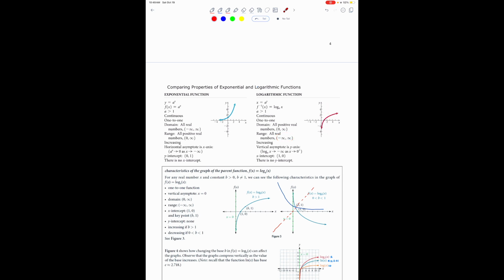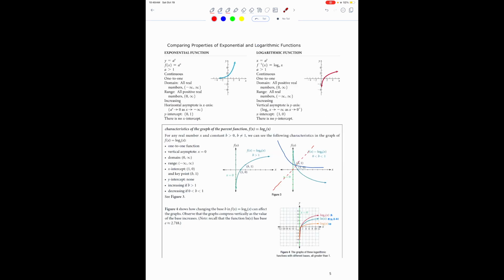There are no horizontal asymptotes, but the vertical asymptote is the line x equals 0. As x approaches 0 from the right, the graph decreases or drops without bound. It goes down without bound. And we do not have a y-intercept, but the x-intercept is (1, 0).